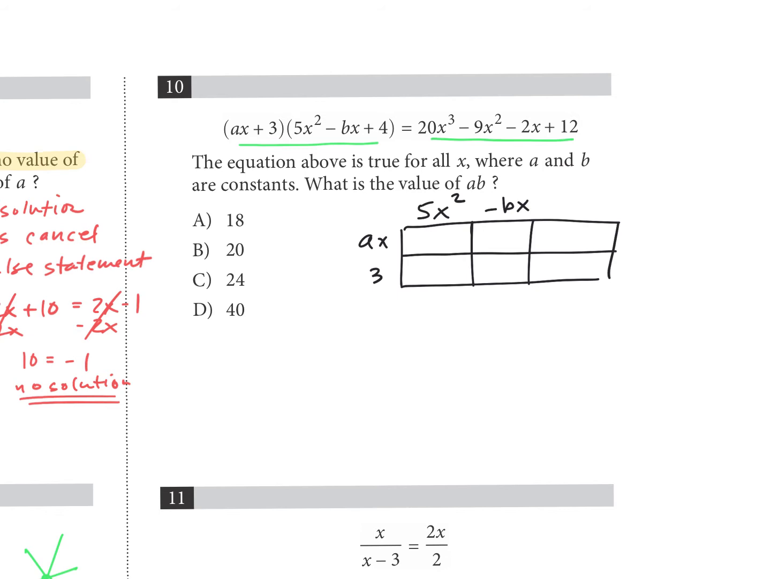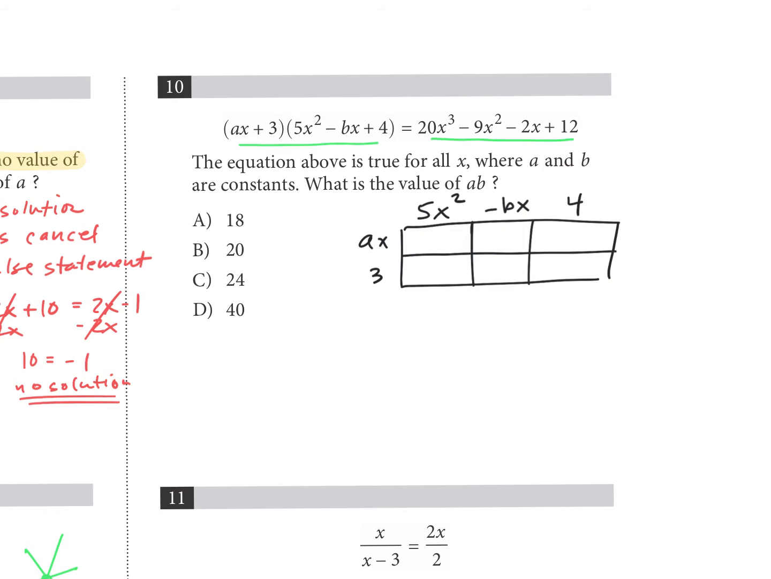I'm going to write the binomial along the left vertically, ax and 3, and then 5x squared minus bx plus 4. And now I'm going to multiply row times column. So I'm going to multiply ax times 5x squared and put it here, ax times negative bx, put it here, and then I'm going to compare everything over here. I'm going to see what I end up with and compare it to the expression on the other side, to see what I can set equal.